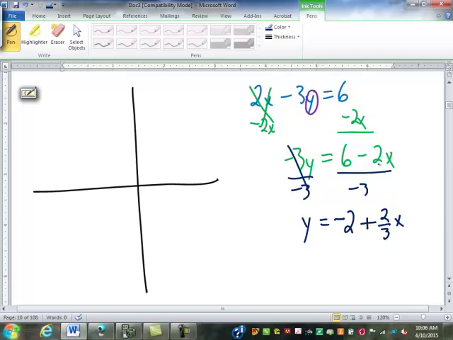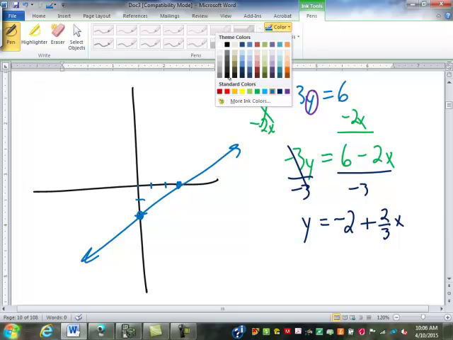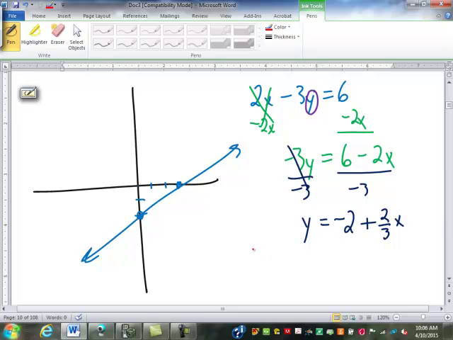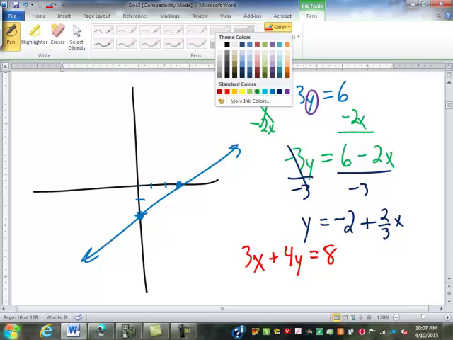So to graph that one, we're going to start at negative 2. And from there, we're going to go up 2 over 3. There's my second point. There's my line. So what would we do with this one?